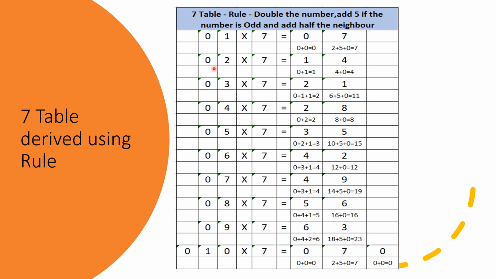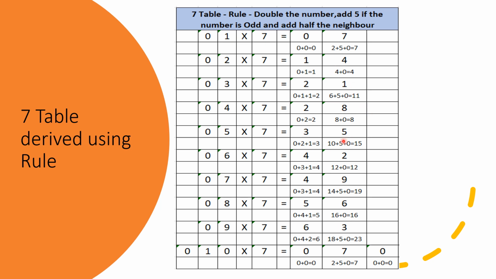So next is 02. When it comes to 02, 2 is an even number, so we will have to double the number plus add the neighbor. Half the neighbor is 0, plus 4 equal to 4. And 1. So here when it comes to 0, then you will see 0 plus 1, because half the neighbor of 2 is equal to 1, so it is 1.